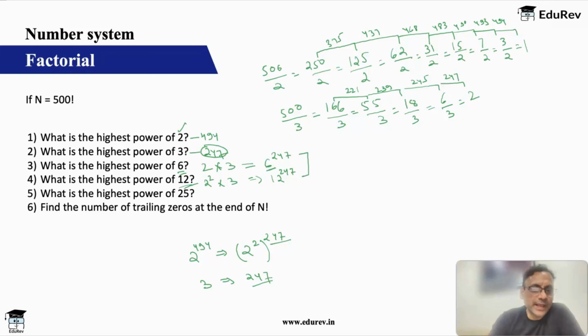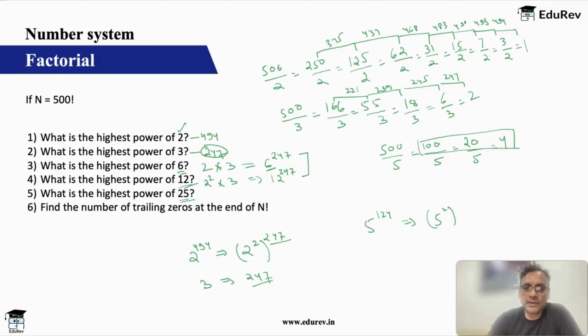Okay, and then what is the highest power of 25? Now 25 is 5 square. For this we'll have to check for 5. So let's check for 5. 500 divided by 5 is 100. 100 divided by 5 is 20, and 20 divided by 5 is 4. So you have 124. But 124, remember, is the availability of 5. 5 to the power 124. I want 25. 25 means 5 square. So 5 square will become 62 times. So this answer is 25 to the power 62.